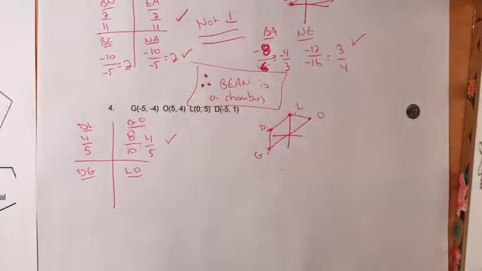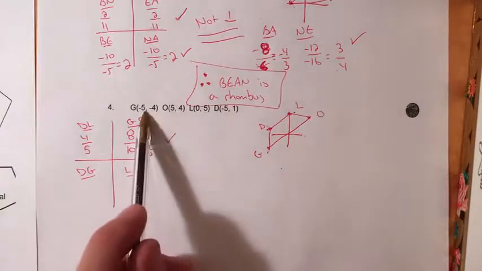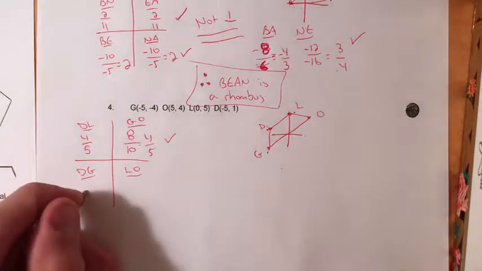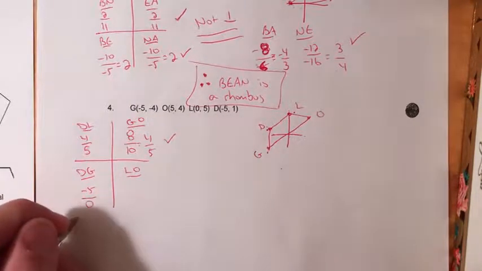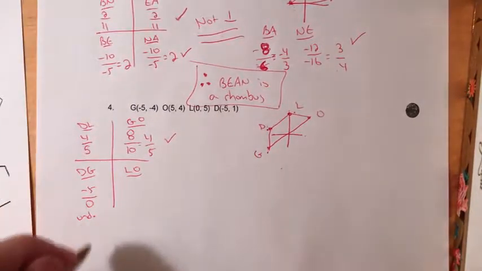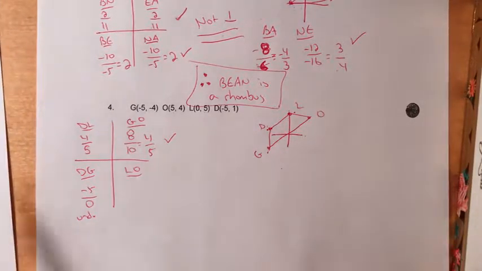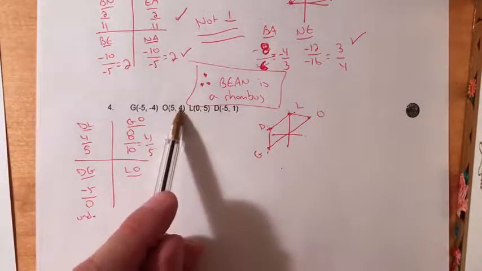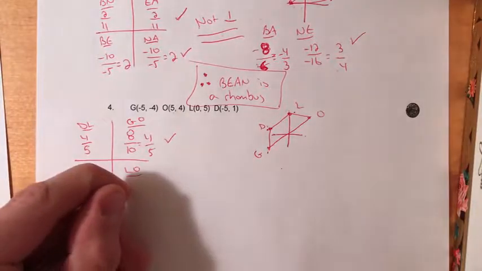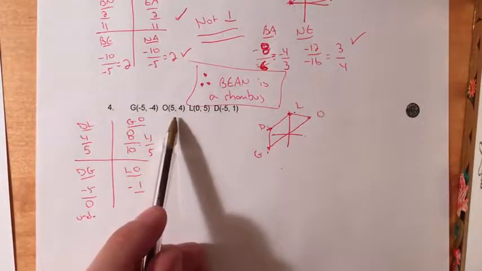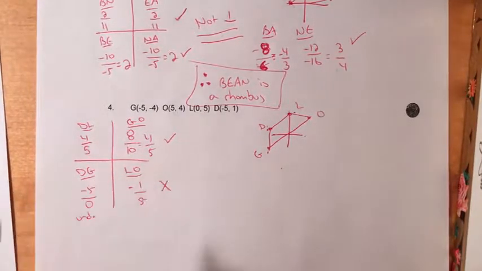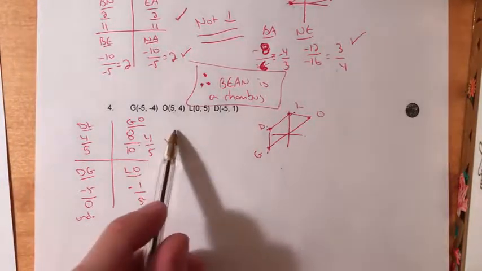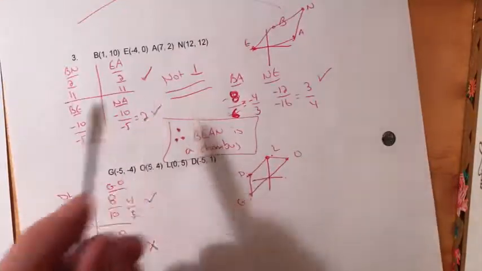You can probably guess by the shape what this is, but we don't want to trust pictures. We have to prove it. So for DG, negative 4 minus 1 is negative 5, and negative 5 minus negative 5 is 0. So this is an undefined slope. It means it's straight up and down, a vertical line. For LO, 4 minus 5 is negative 1, and 5 minus 0 is 5. So undefined and negative 1/5 are clearly not parallel. So instead of having 2 sets like the other problems, we only have one set of parallel sides.